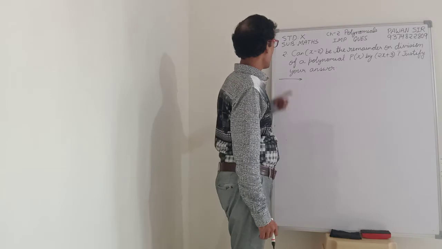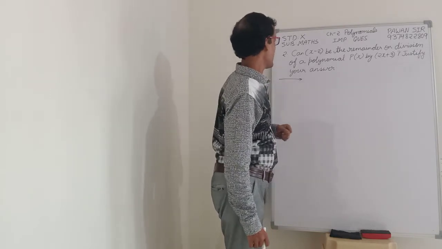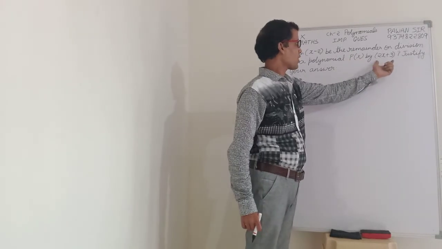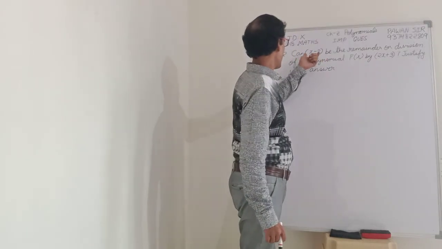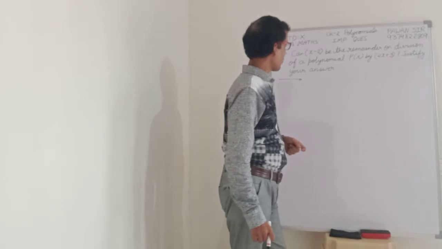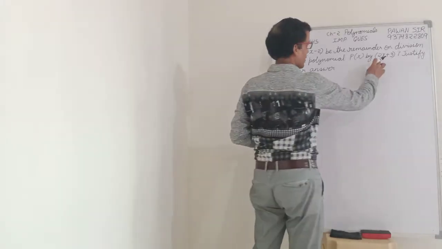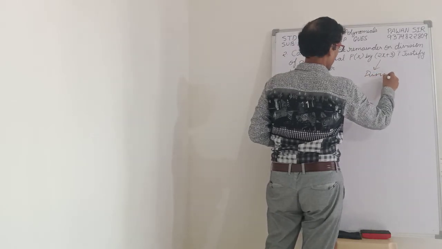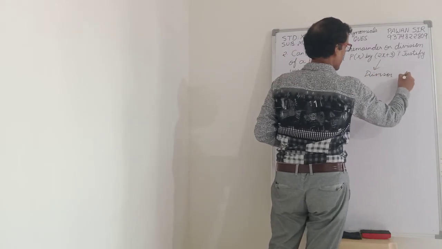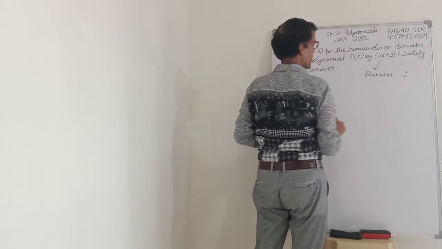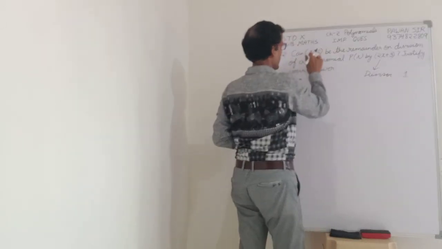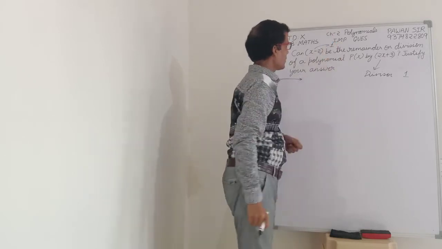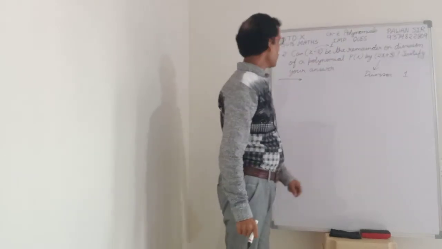Yes, students, in the second question it has been asked, if we divide p(x) by 2x plus 3, can the remainder be x minus 2? Is it possible? See, this is your divisor. The degree of the divisor is 1, and you can see the degree of the remainder x minus 2 is also 1.